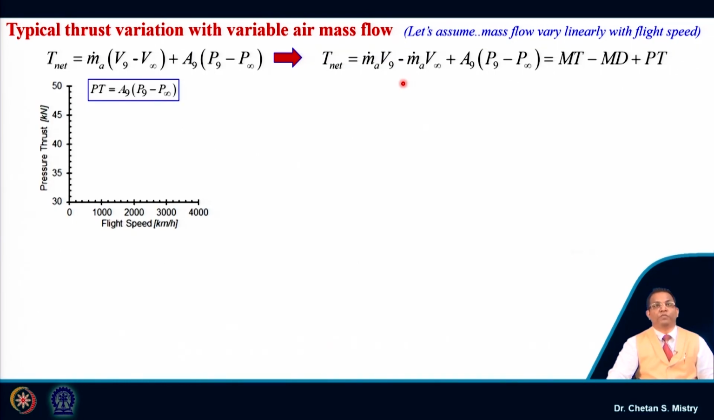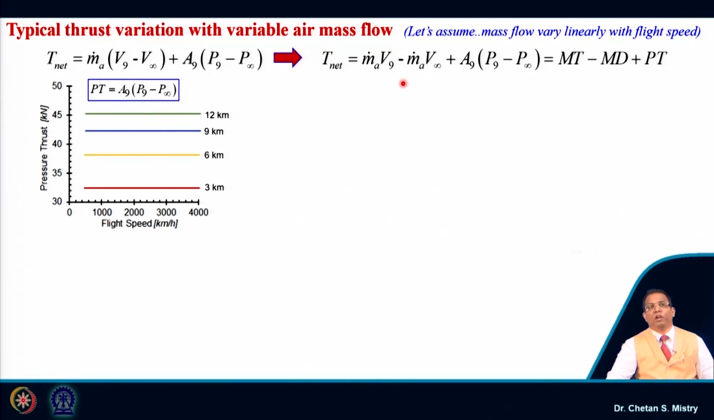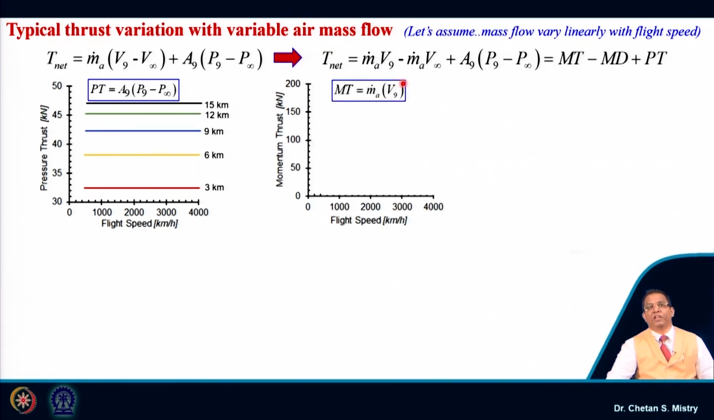Suppose, first we take the condition of pressure thrust. Here we can say my pressure thrust does not depend on my mass flow rate. So, a similar kind of situation we can put here. It says with the change of altitude my pressure thrust will vary, but it is a straight line. Okay.